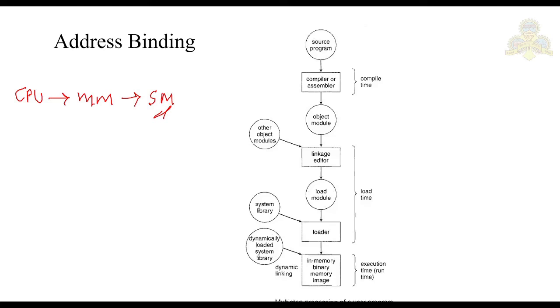Okay. So your CPU cannot directly access this secondary memory. You can see these arrows, right? We don't have an arrow directly from the CPU to secondary memory. That means the CPU can access main memory directly, and main memory can directly access secondary memory.